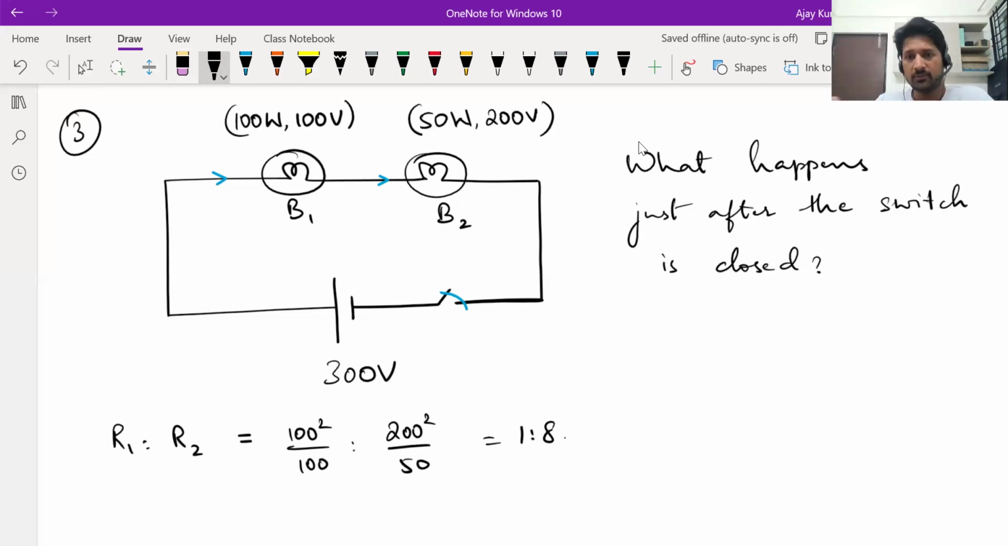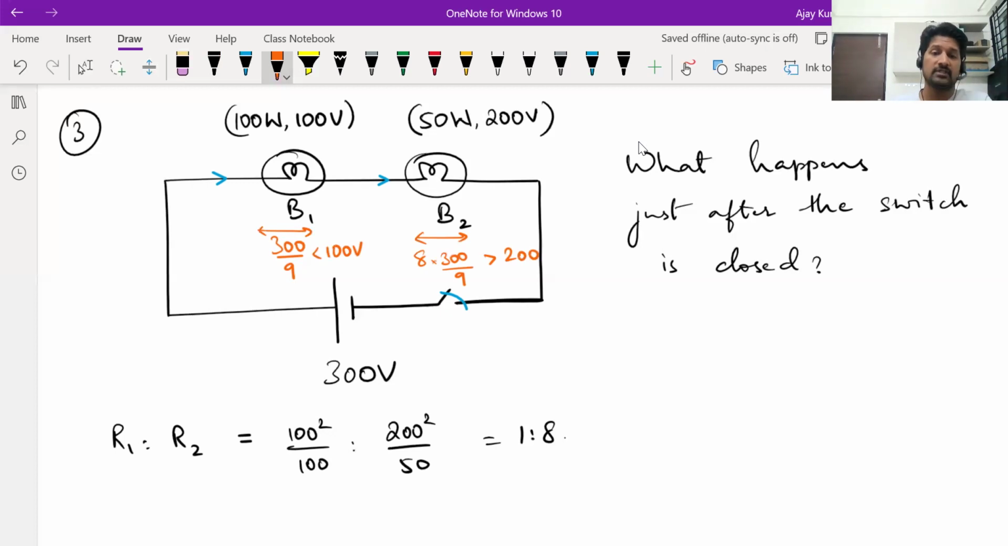300 volt has to be distributed in the ratio 1:8, means you have to split it into 9 parts. One part goes to the first bulb. So 300 by 9 is the voltage that this bulb gets. And 8 parts go to the second bulb, 8 into 300 by 9. 8 into 300 is 2400, divided by 9 is definitely more than 200 volts. This 300 by 9 is less than 100 volts. But the other side, it is more than 200 volts.